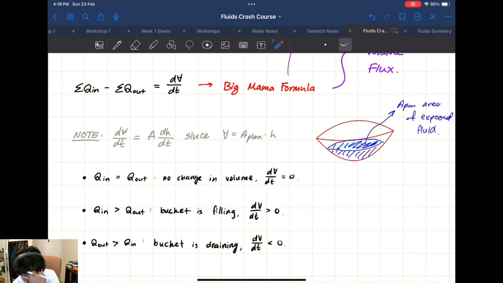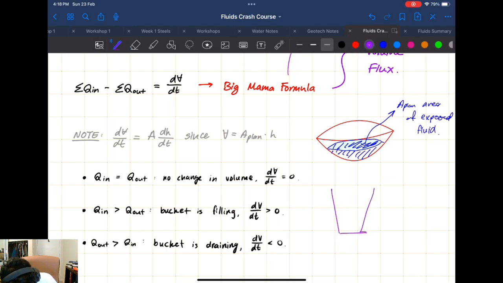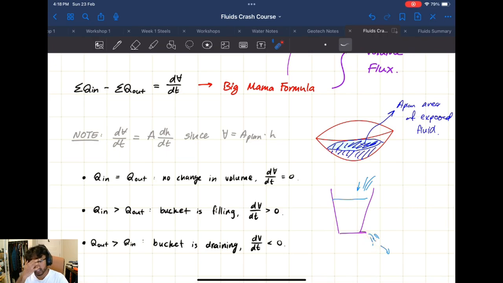If you imagine a bucket, and it's got a small leak over here, water's flowing out like that, and there's some water going in as well. These are some rules that we have. If the amount going in is equal to the amount going out, there's no change in volume, so this volume will stay constant the whole time. So dV on dt is equal to 0.